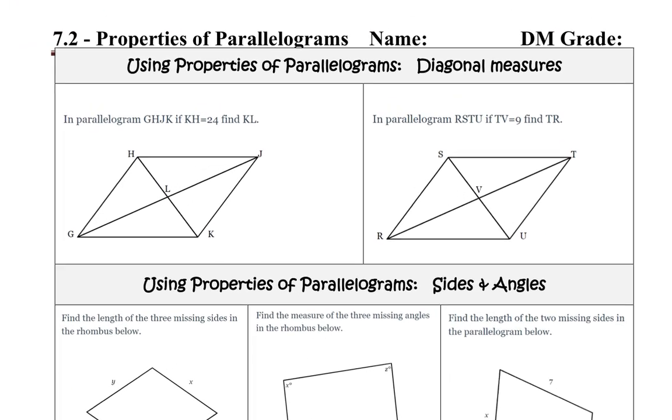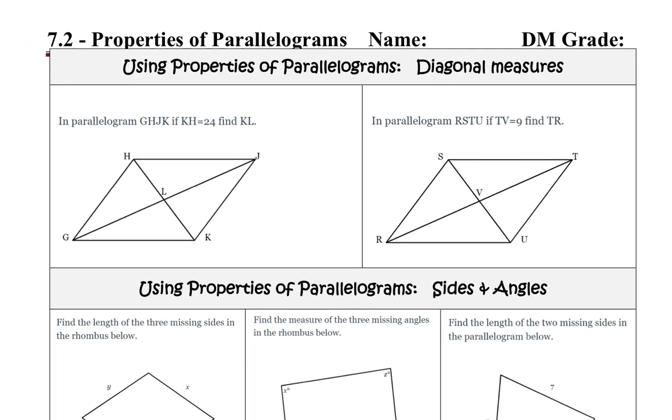All right, so let's use the properties. Now we're going to talk about the diagonal measures. Okay, so using the properties of diagonals, we said that the diagonals do what? Diagonals bisect each other. They bisect each other. All right, so let's take a look. It says in this parallelogram, right? So then we know we're talking about those qualities.